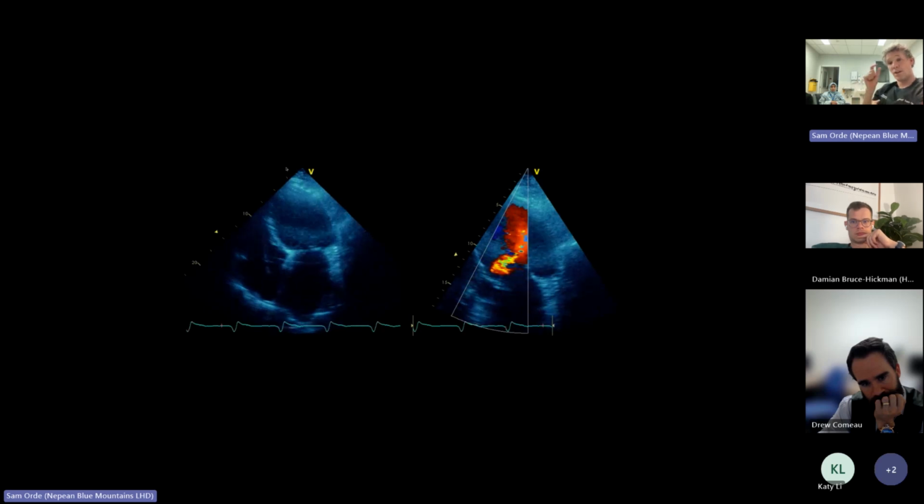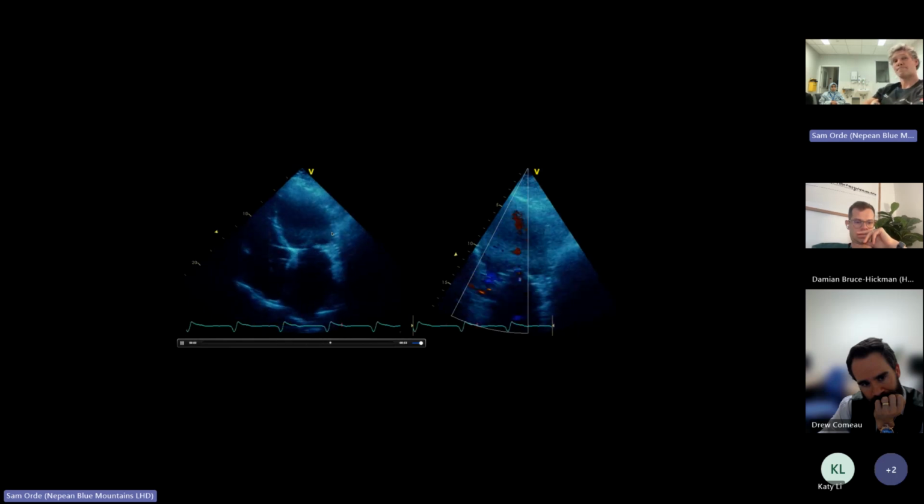Okay, excellent, because the walls are thin. So we've got possible impaired blood flow to the myocardium. Anything else? Not really. No.